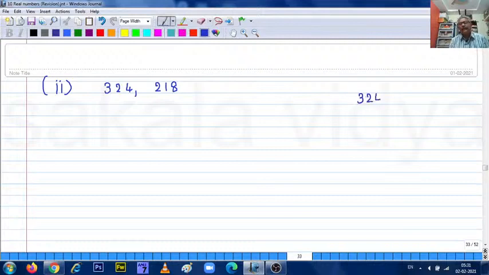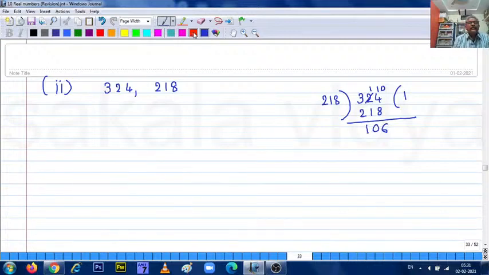324 divided by 218. 218 1 ja 218. So it cannot go now. Borrow 10. It becomes 1. 14 minus 8 is 6. 1 minus 1 is 0. 106 you will be getting.